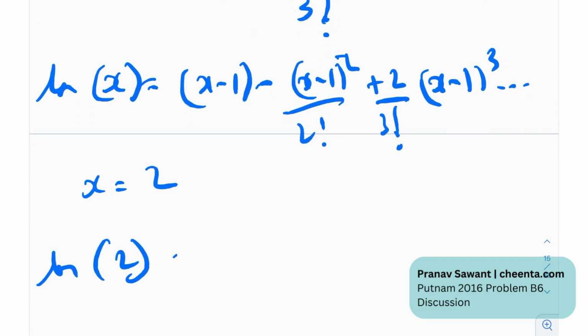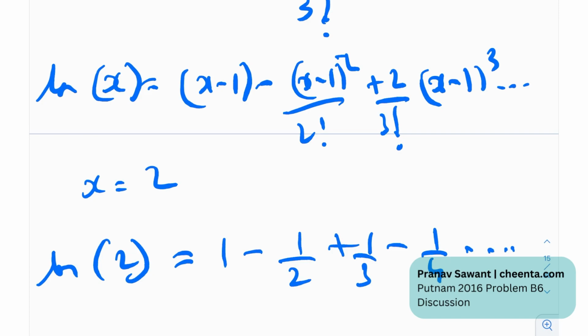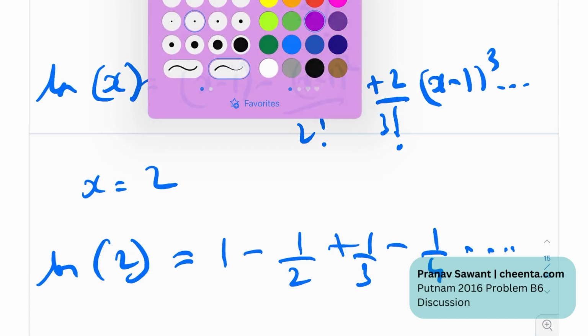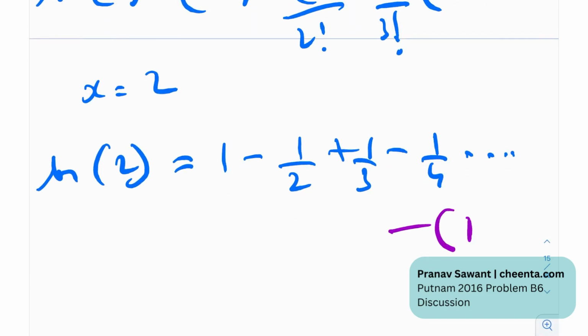So what is ln 2? ln 2 will be nothing but 1 minus 1 by 2 plus 1 by 3 minus 1 by 4, and so on and so forth. And this is actually very important to know because it's related to our question. All of this that I was discussing was to come down to the fact of ln 2. The entire discussion of Taylor and Maclaurin series is related to our question. Believe me, it is. And you'll see when I write down the question.